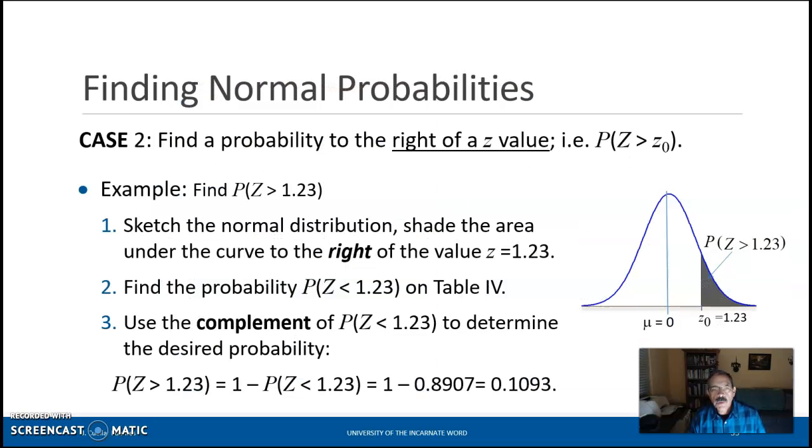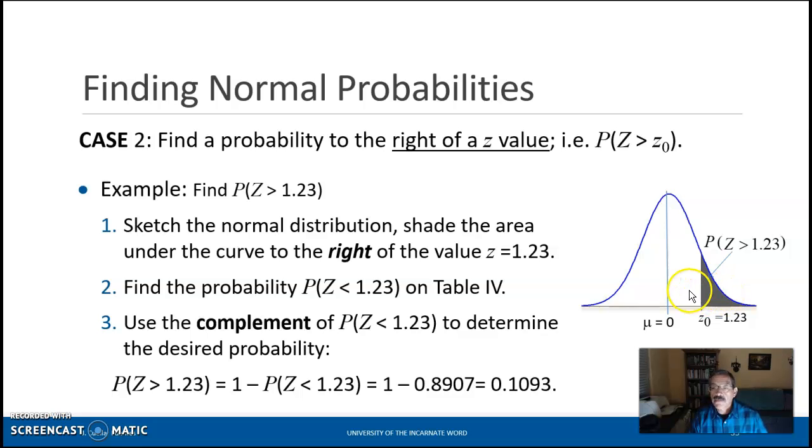All right. Case 2 is where they ask us to find the probability to the right of a z value. So in this case, they're asking us to find the probability that the random variable z is larger than some number. In this particular example, we're looking for the probability that z is larger than 1.23. Again, sketch the normal distribution and shade the area now to the right of the z value of 1.23. So that's what we have right here. This is the probability we're looking for.